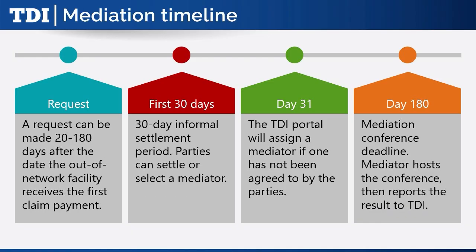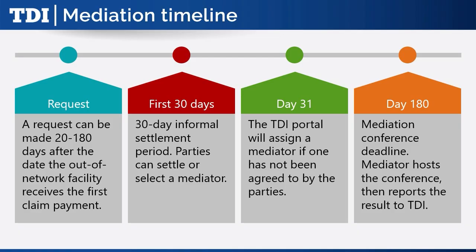Looking at mediation, that process is very similar. A request can be submitted 20 days after an out-of-network facility first receives a claim payment, and they have up to 180 days to do so. Again, just like with arbitration, the first 30 days is the informal settlement period. Again, parties can work together to settle, or they can select a mediator.